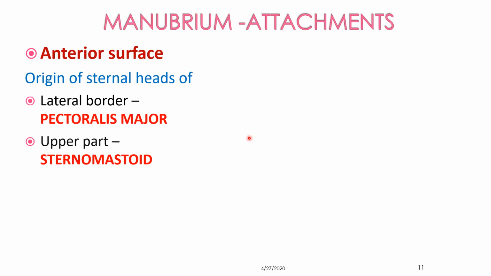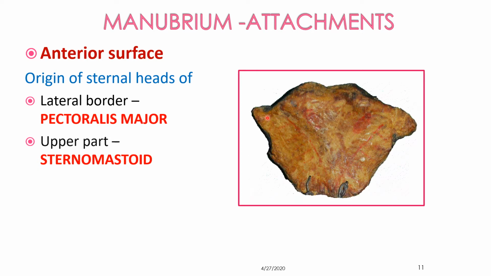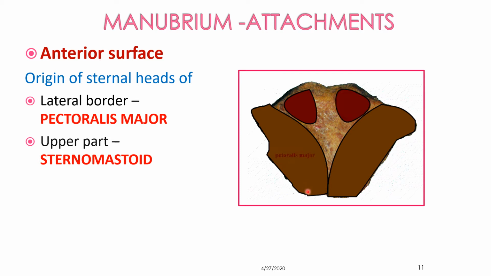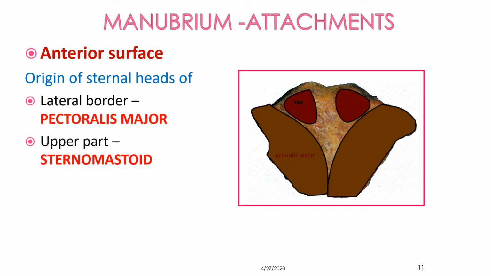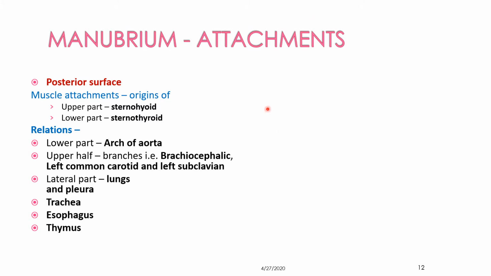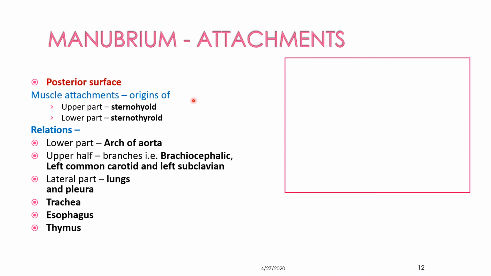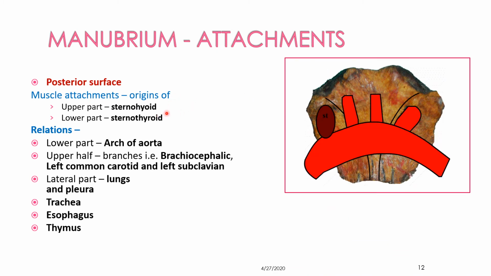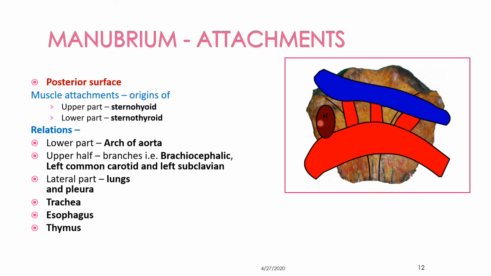So the anterior surface gives origin to the sternal heads of the pectoralis major along the lateral border and sternomastoid in the upper part. On the posterior surface, it gives attachment to certain muscles. So in the upper part, it gives origin to the sternohyoid muscle, and in the lower part to the sternothyroid muscle.